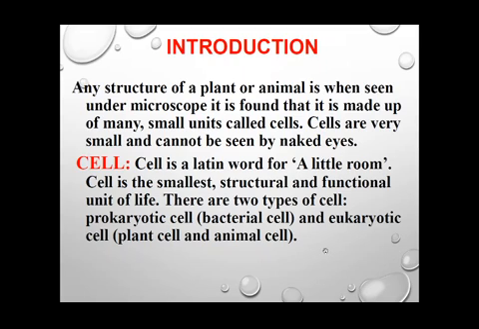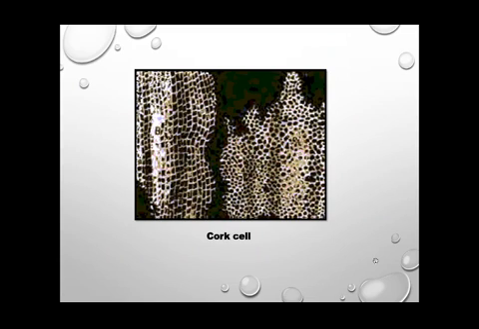These cells are of two types. They are the prokaryotic cells and eukaryotic cells. The bacterial cells are considered to be the prokaryotic cells, while the plant cells and animal cells are the eukaryotic cells. So this was the honeycomb-like structure which was observed by Robert Hooke under the microscope, which led to the discovery of the cells.